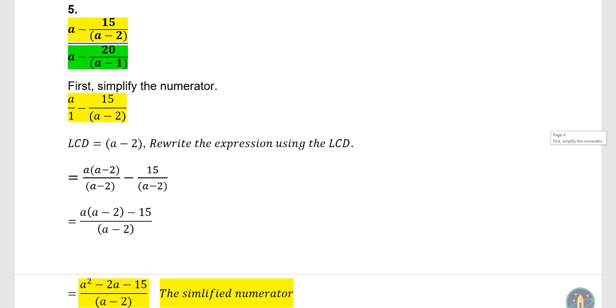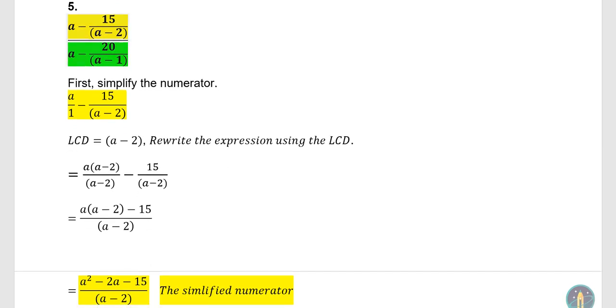Okay, next example. A minus 15 over a minus 2 divided by a minus 20 over a minus 1. First, we can simplify the numerator. A is the same as a over 1, so a over 1 minus 15 over a minus 2. Again, take the lowest common denominator and rewrite the expression using the lowest common denominator. So the lowest common denominator is a minus 2. So a times a minus 2 over a minus 2 minus 15 over a minus 2.